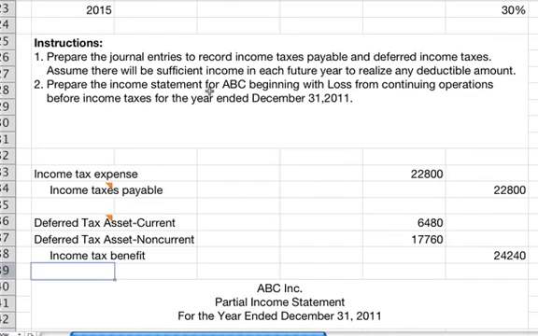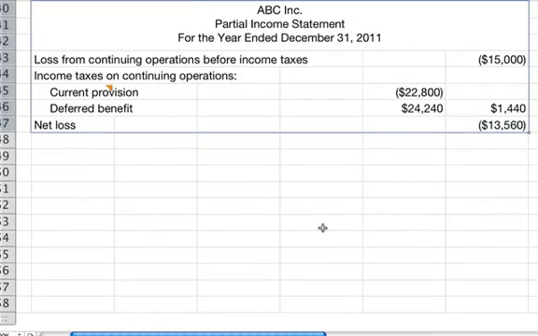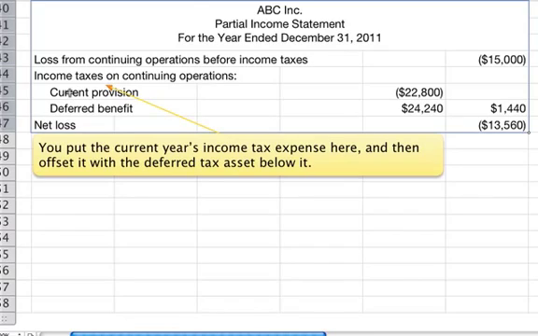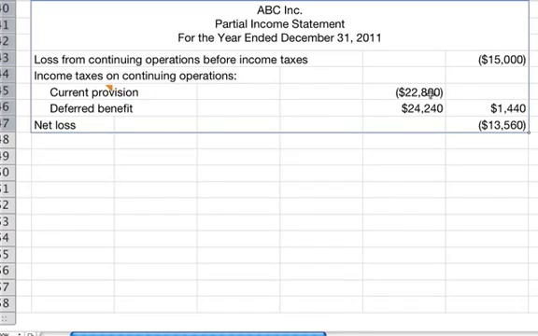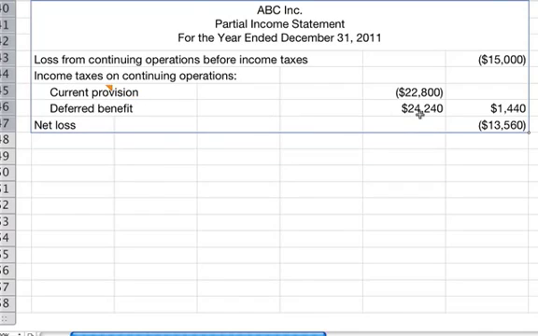And then number 2, prepare the income statement for ABC beginning with loss from continuing operations before income taxes for the year. That's this right here. So ABC partial income statement for the year ended December 31st, 2011. You have the loss from continuing operations before income taxes of $15,000. Then you have income taxes on continuing operations. You have the current provision, you put the current year's income tax expense here, $22,800. Then the deferred tax benefit below it, $24,240. The difference is a positive $1,440.